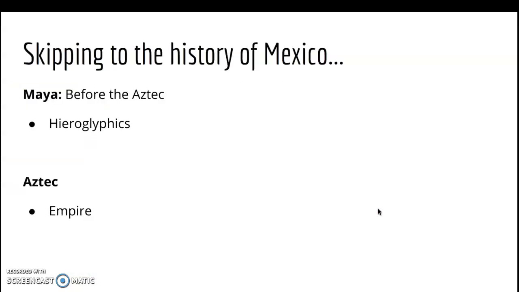Skipping to the history of Mexico. Remember, the Maya came before the Aztecs. Their system of writing was hieroglyphics. Basically what hieroglyphics are, symbols that represent a word. So imagine that I drew a flower and that meant smelling nice. Okay? That was their system of writing.